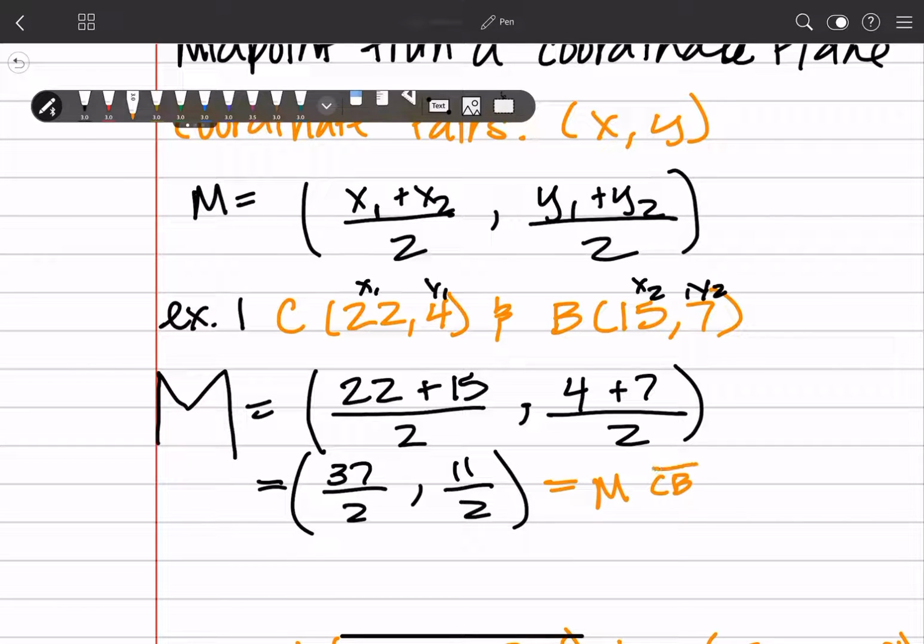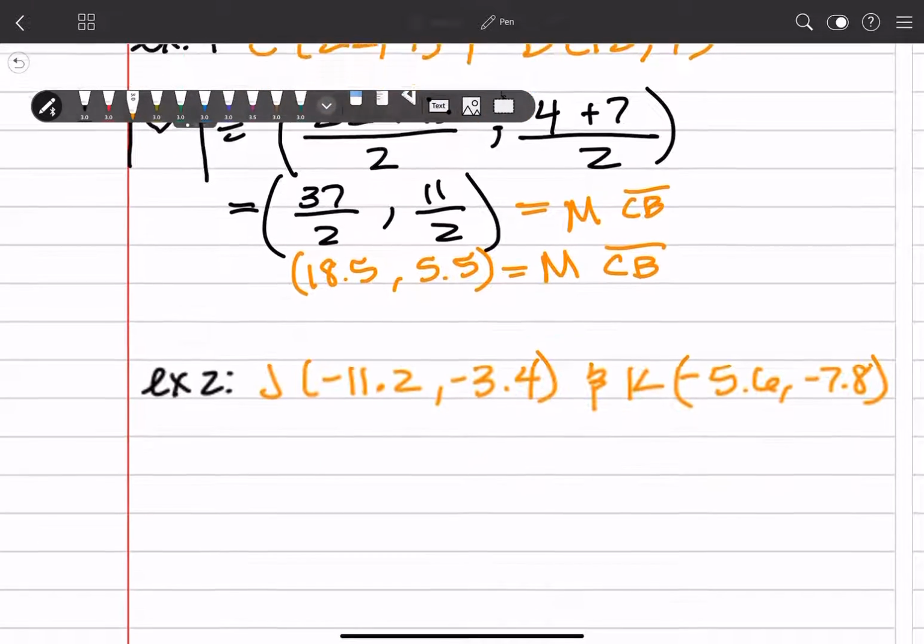of the segment CB. You could, if you wanted to, write this as a decimal. And so what you would end up doing is 37 divided by 2, which is 18.5. And 11 divided by 2, which is 5.5. And this is also the midpoint of line segment CB, whether you write it as a fraction or decimal. Typically, if they gave it to you as a fraction, you want to keep it as a fraction. But in our case, they just gave us whole numbers, so we can kind of decide.